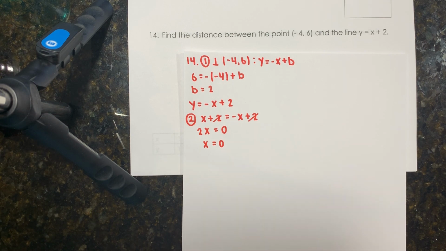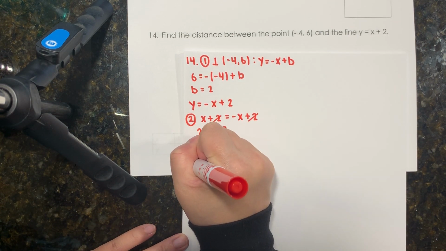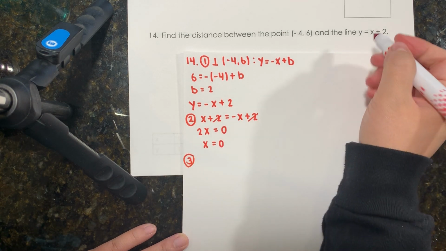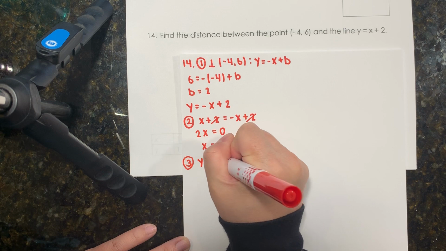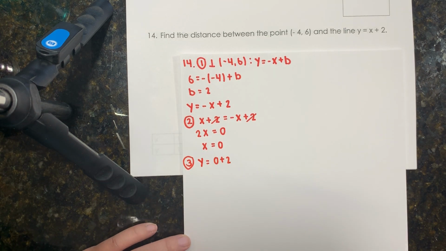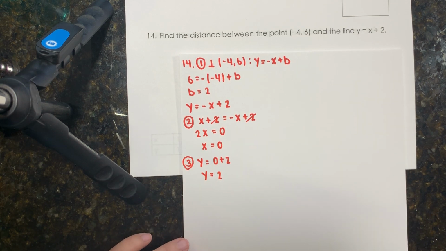Then we're going to solve for where it intersects on the y coordinate. So I'm going to plug this 0 into the original line. That would be y is equal to 0 plus 2. You could have also plugged it into the perpendicular line. It doesn't matter, which means that my y is going to be equal to 2.